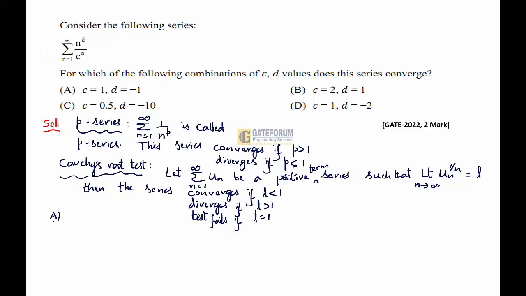Now, option A. C is equal to 1, D is equal to minus 1. Before that, let un be the given nth term of the series. Okay. So here I can write, let un is equal to n power d by c power n be the nth term, that is the general term, of the given series.